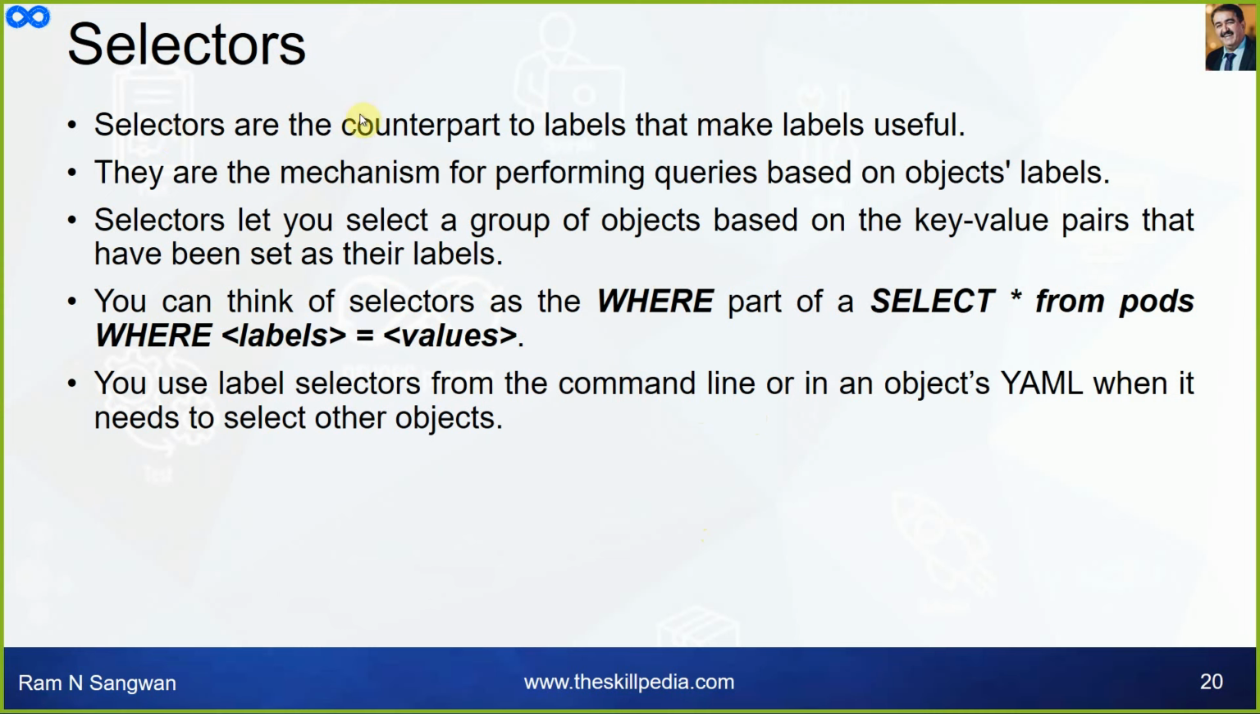Selectors. Selectors are the counterpart to labels that makes labels useful. They are the mechanism for performing queries based on objects' labels. Selectors let you select a group of objects based on the key value pairs that have been set as their labels. You can think of selectors as the where part of your select query, something like select * from pods where label equals value. You use label selectors from the command line or in the object's YML when it needs to select other objects.